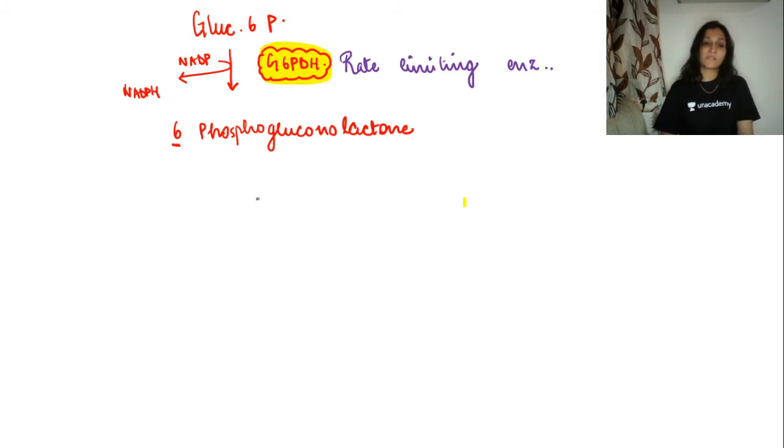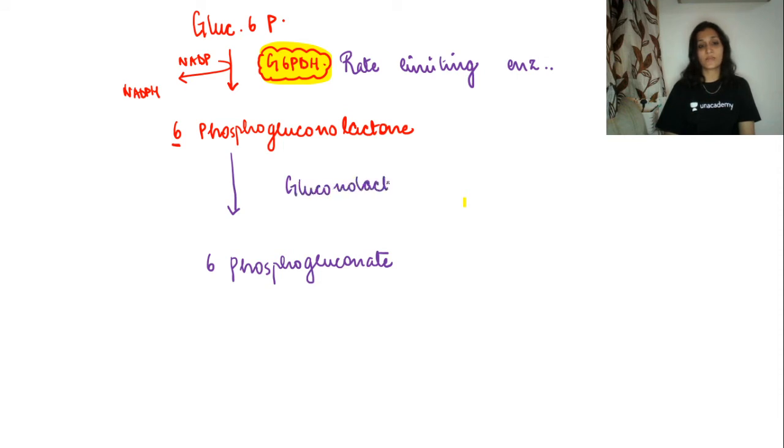Right. After 6-phosphogluconolactone, what is going to form is 6-phosphogluconate. 6-phosphogluconolactone is going to change into 6-phosphogluconate, and this reaction is catalyzed by gluconolactone hydrolase. If it's a hydrolase, there will be removal of water.